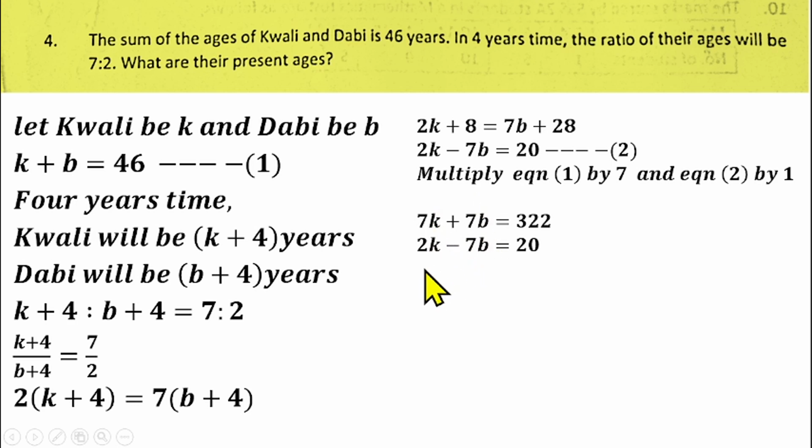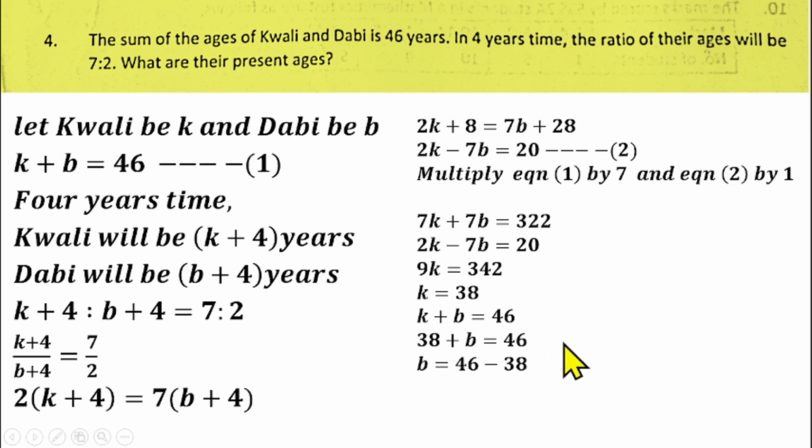If you have 7K plus 2K, that gives us 9K equals 322 plus 20, that gives us 342. Divide both sides by 9, K will be 38. Then from equation 1, you can find the value of B. So K plus B equals 46. 38 plus B equals 46. B will be equal to 46 minus 38. B is equal to 8.